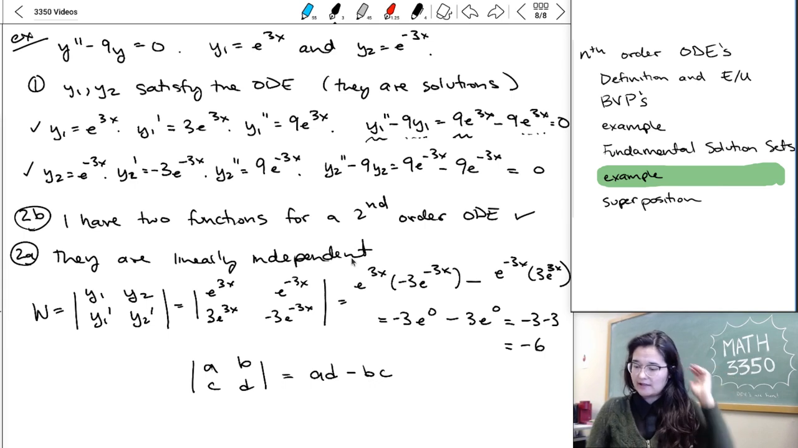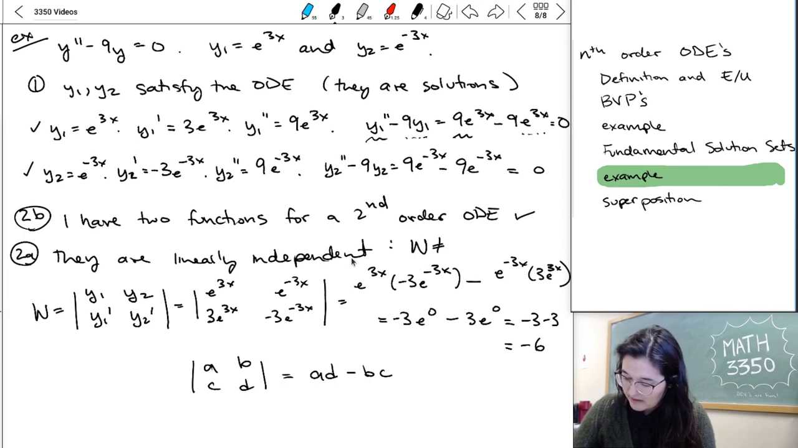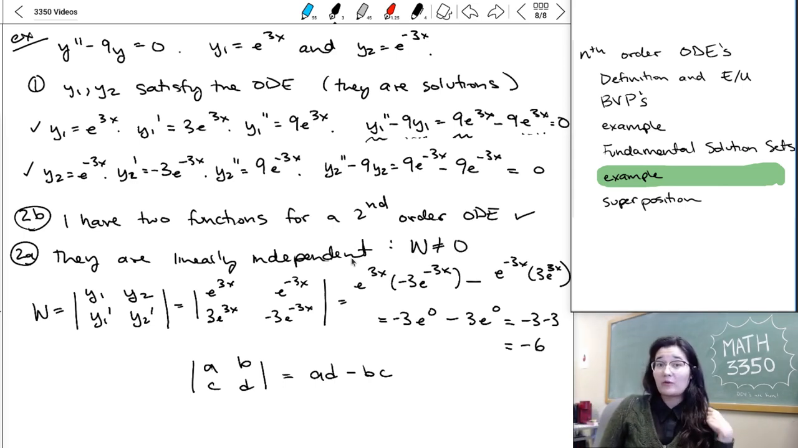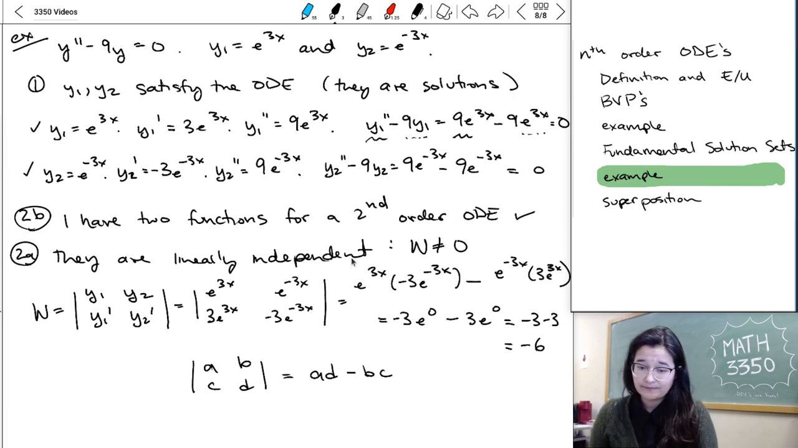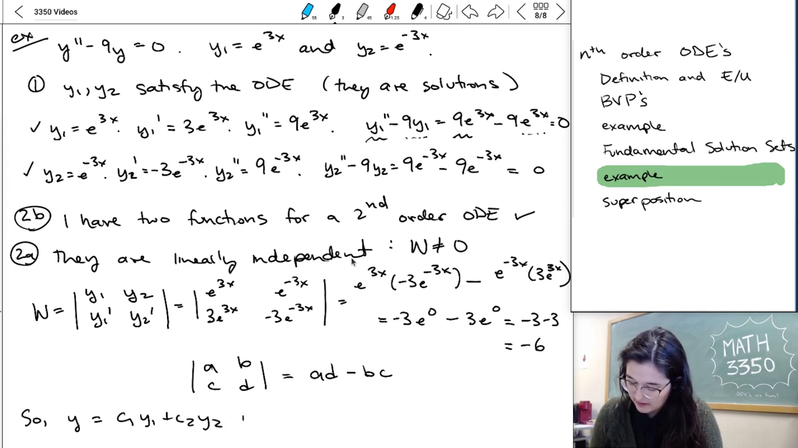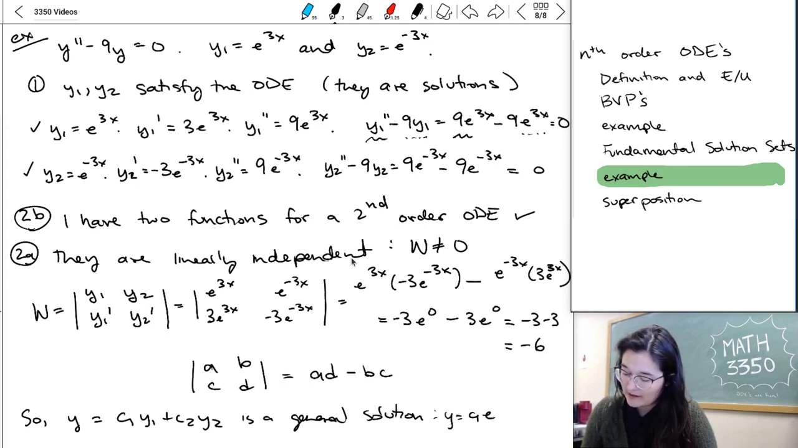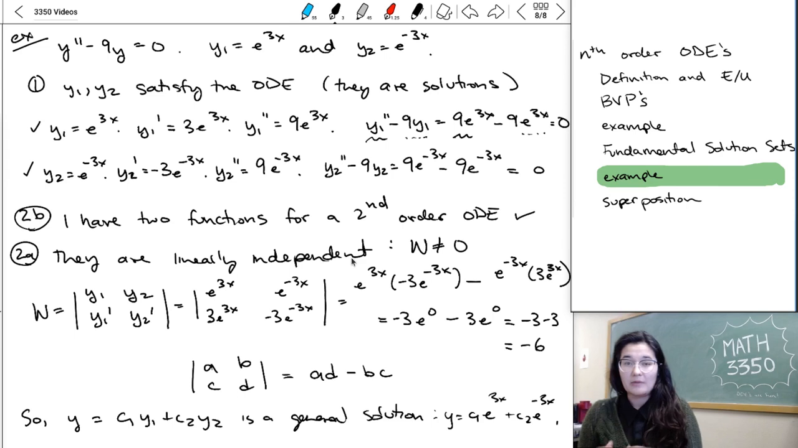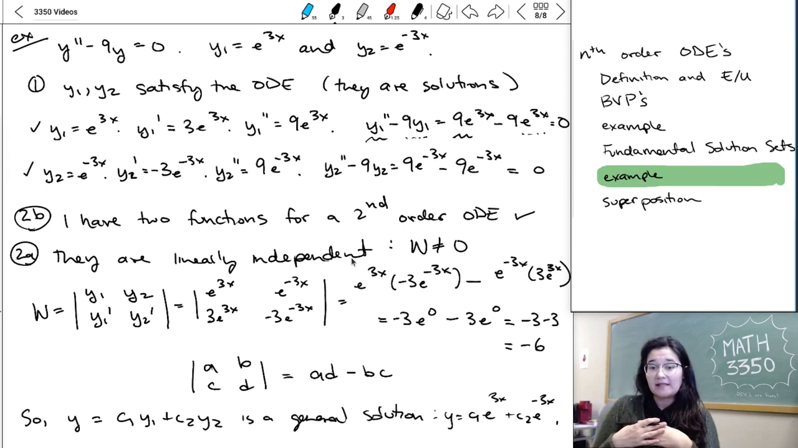And I could have stopped maybe here, because really what I cared about was that my Wronskian is non-zero. It doesn't really matter what value it is as long as it's not 0. So y equal to c1 y1 plus c2 y2 is a general solution: c1 e to 3x plus c2 e to minus 3x, based on it satisfying those conditions that we set out.